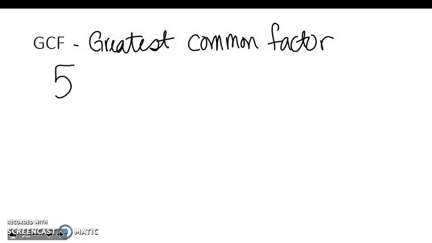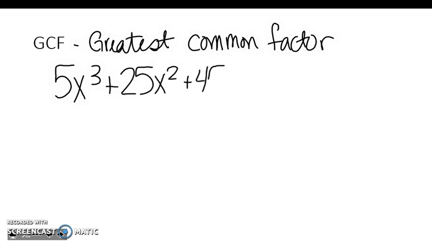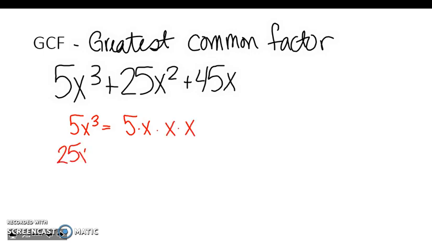Okay, so we have 5x cubed plus 25x squared plus 45x. So guys, these are when your multiplication factors are going to come in real handy. So I'm going to break apart each one of these. So I have 5x cubed. That's the same thing as 5x times x times x. I'm going to break apart 25x squared. So to get 25, I can take 5 times 5, and then x times x.